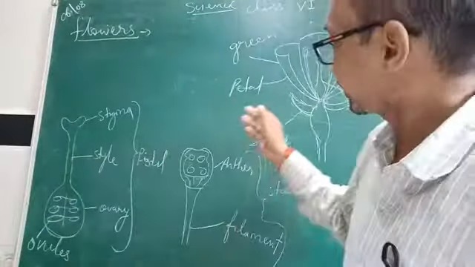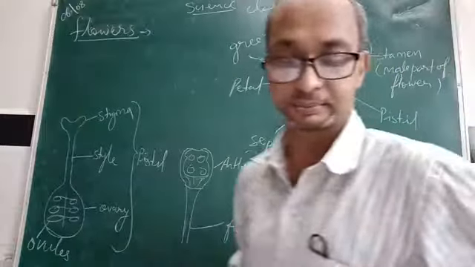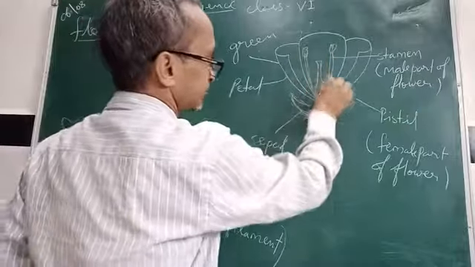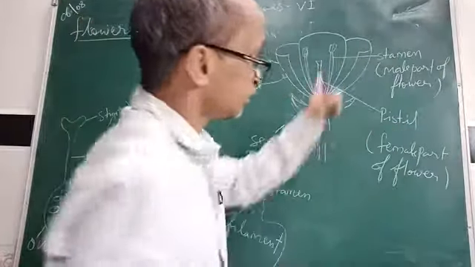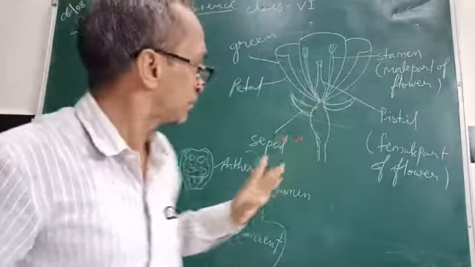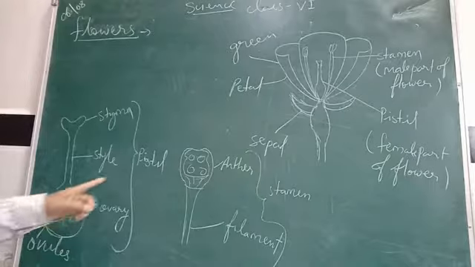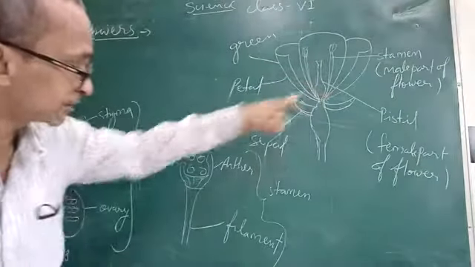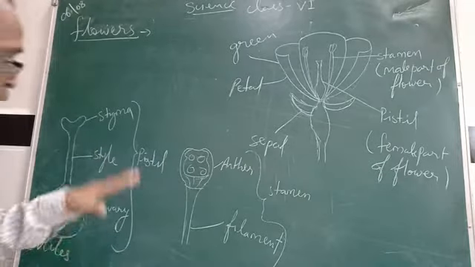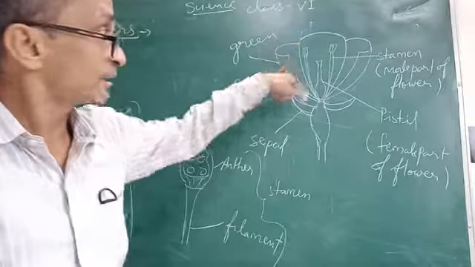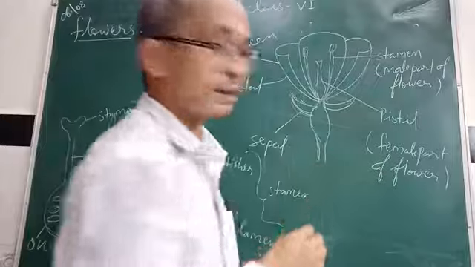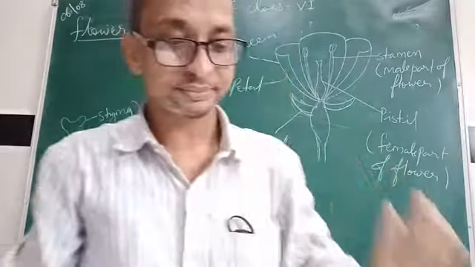And next, just inside the petals of a flower there are many little stalks. These are the stalks. Their name is stamen. Stamen is the male part of a flower, made up of the anther and filament. And this is stigma, style and ovary. So under the petals there are some long stalks, and their name is stamen. Stamen is the male part of the flower.